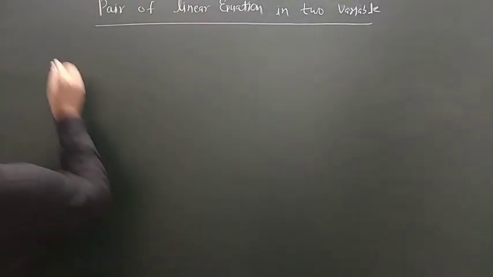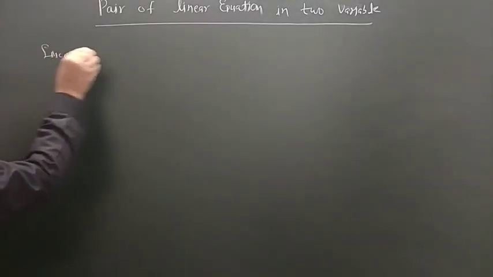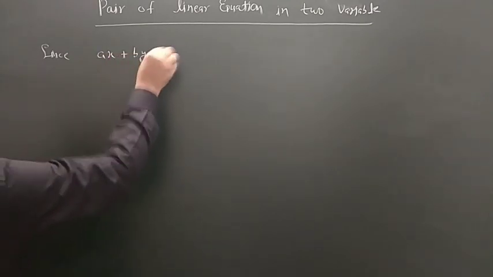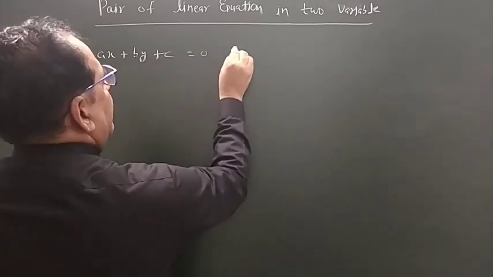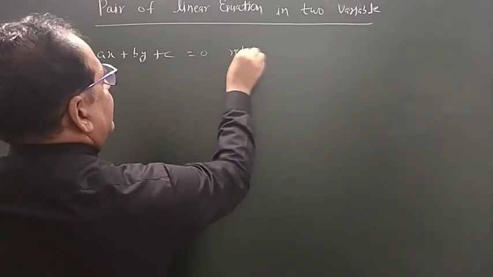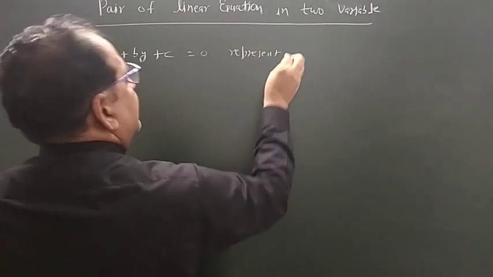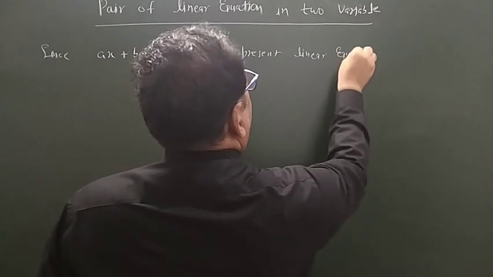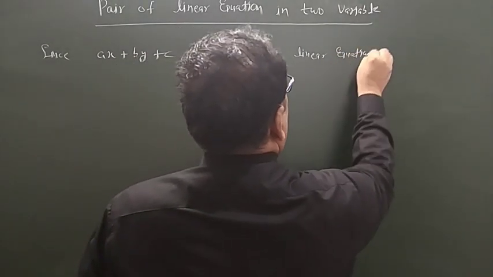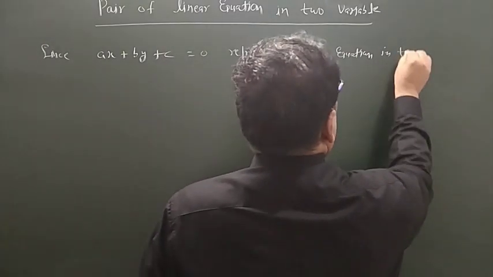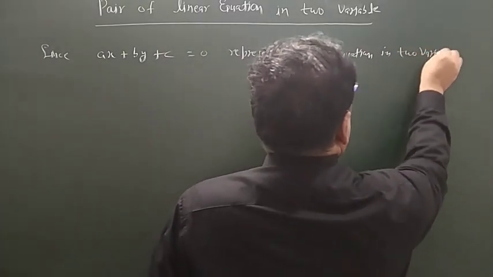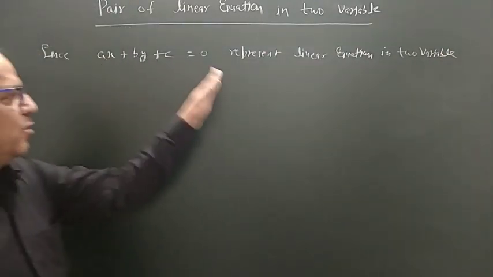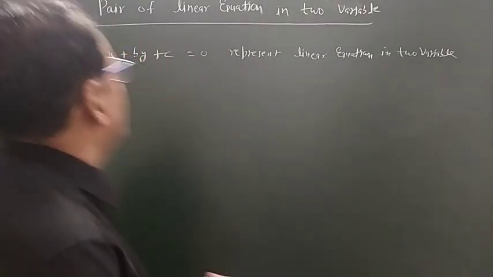So, ax plus by plus c equal to 0 represents a linear equation in two variables. This is the standard form. ax plus by plus c equal to 0 represents a linear equation in two variables.